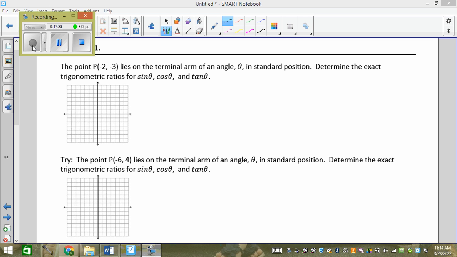Try it out. So we have negative 2 and negative 3 lie on the terminal arm of angle theta. So let's draw it first. So we have negative 2 and negative 3. So we know we're in quadrant 3.